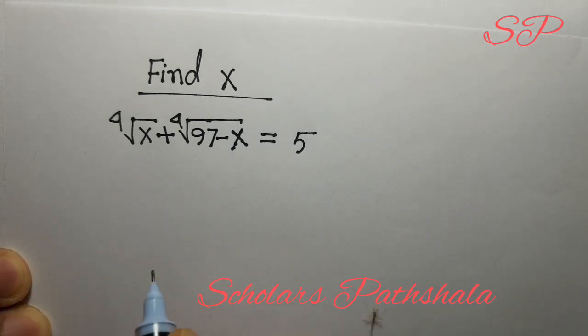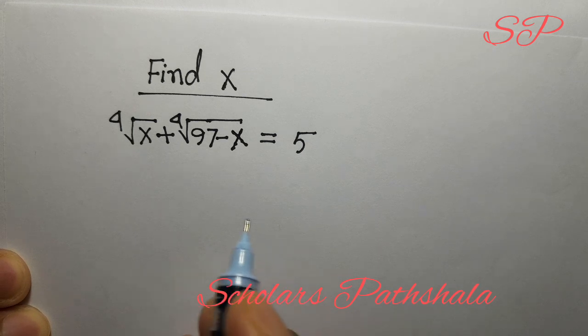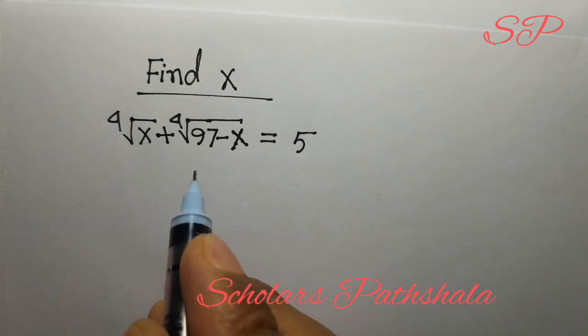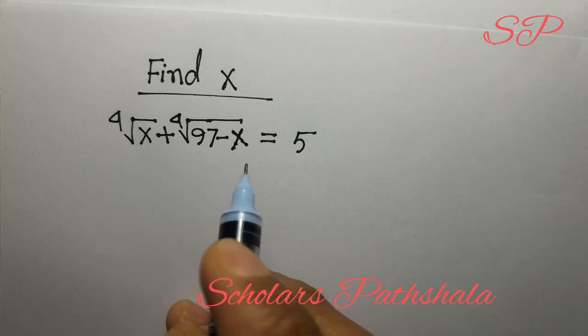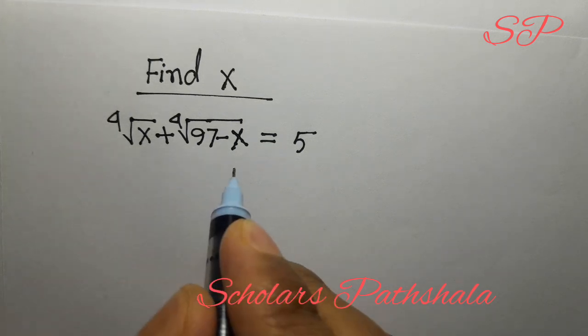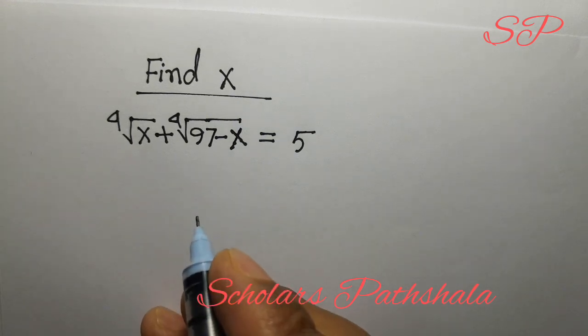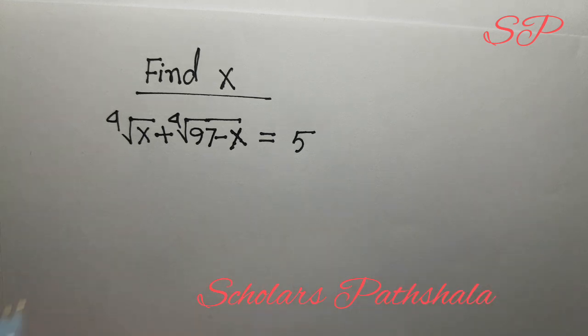Here is given a fourth root equation such that the fourth root of x plus the fourth root of 97 minus x is equal to 5. We have to find out the value of x. Let's get started.